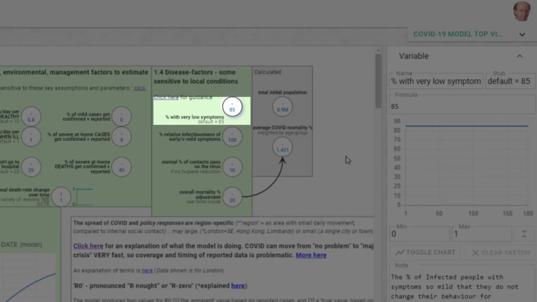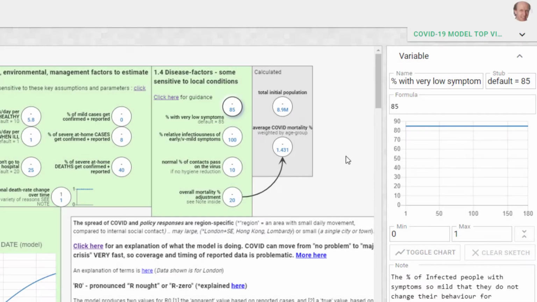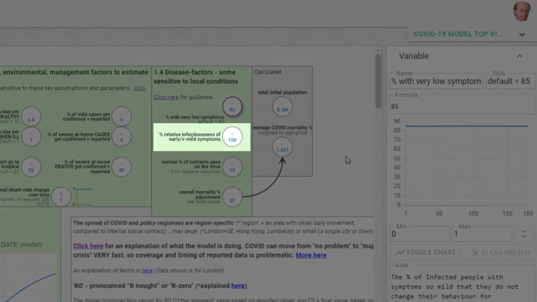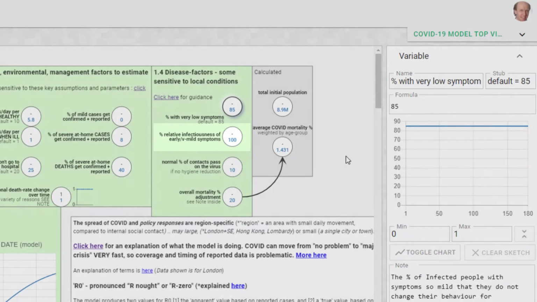They remain infectious, of course, and pass the disease on, but they don't stop contacting other people in the population, and they certainly don't go and get themselves tested for the disease. The second factor allows you to change the relative infectiousness of people who are very early in the development of the disease and those who are later on in its development but have mild symptoms. There is some indicative evidence that the disease may be rather more infectious in that early stage than it is later on. When that evidence becomes clearer, you'll be able to use that factor to make an adjustment.